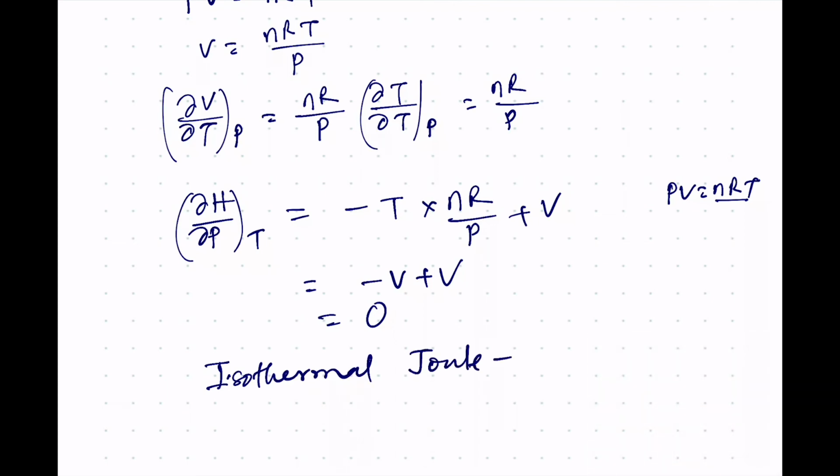Joule-Thomson coefficient, or we call that as mu JT. So, that means at an isothermal condition, if you change the pressure, then enthalpy is not going to change, and therefore, the temperature is also not going to change, because that is related with temperature.